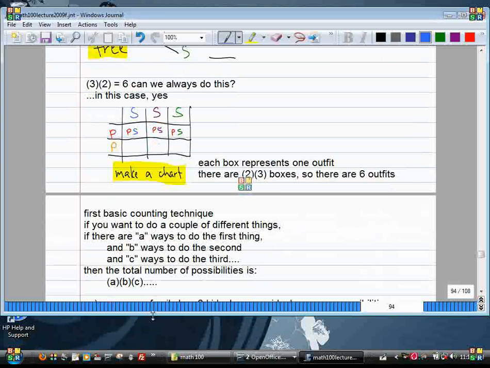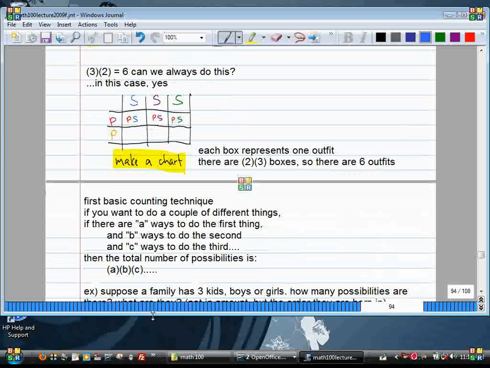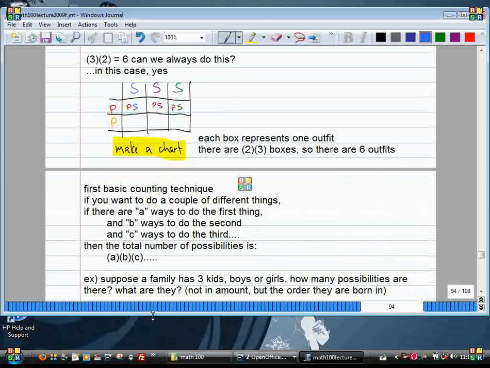So is that sufficiently straightforward? Okay. Next. So now I shouldn't say next. I should say this next one requires a bit of cleverness. Suppose a family has 3 kids. Every kid is, of course, a boy or a girl. How many possibilities are there for how the kids came out? In other words, not in amount, but the order that they are born in.